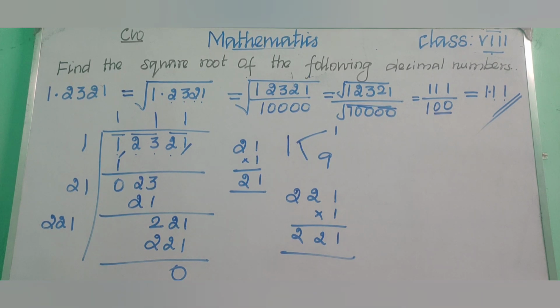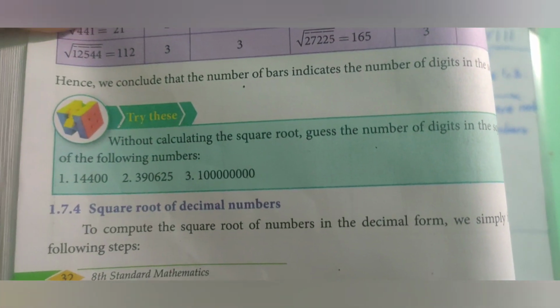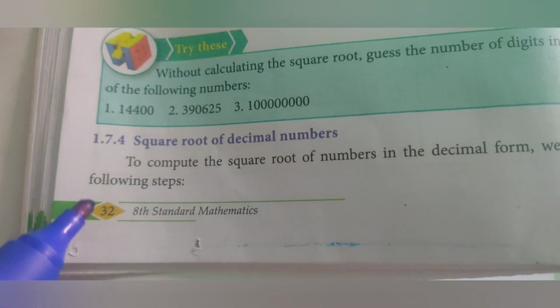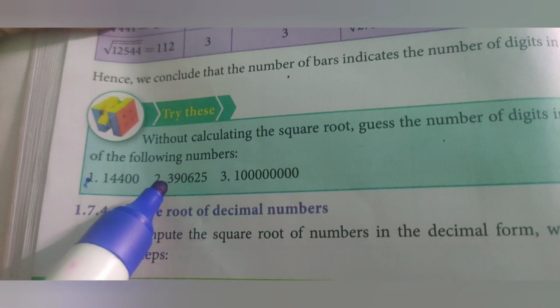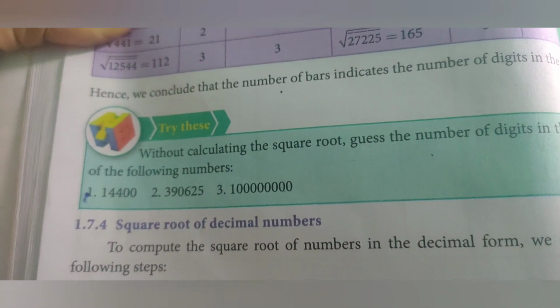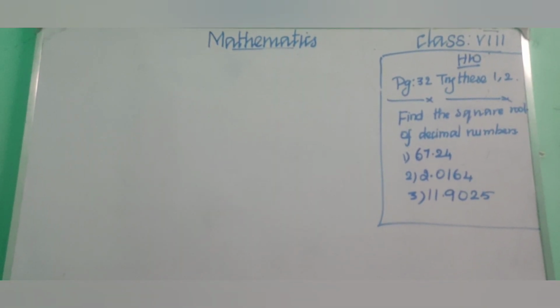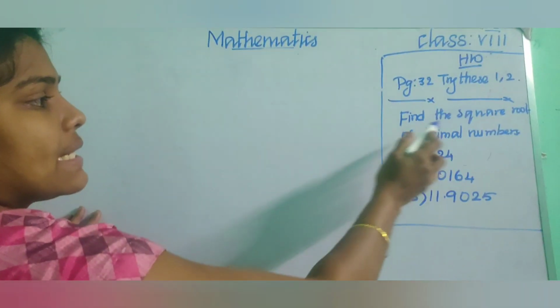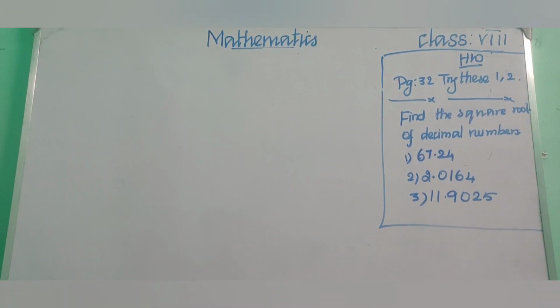Okay, children, that's all about today's class. Let me give you today's homework. Your homework is on page number 32, the first and second sum. Try these first and second sums, and then I have given the question: find the square root of decimal numbers. 67.24, 2.0164 and 11.9025. Children, do your homework properly. Okay, thank you.